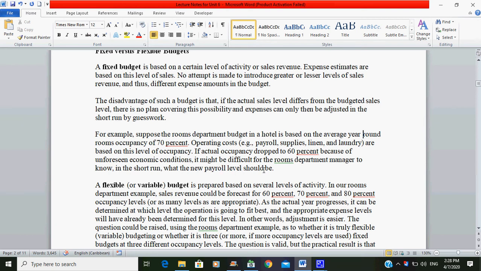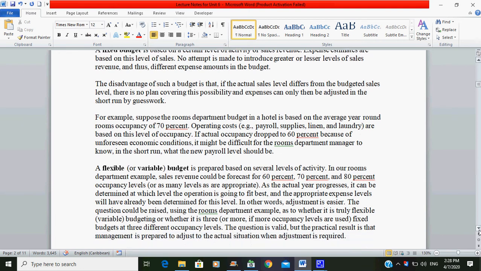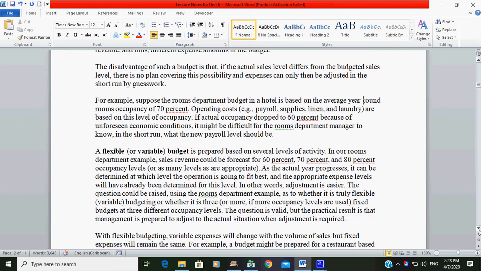So what is happening here is that they are planning to pay the people based on what? 70% capacity. Now what if it falls to 60% capacity? That means you have fewer guests, less money coming in. So how are you going to pay the people then? You won't be able to pay them. Next we look at the flexible or variable budget.